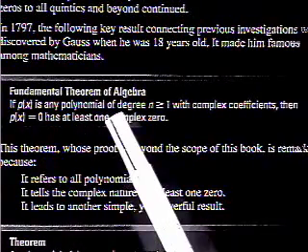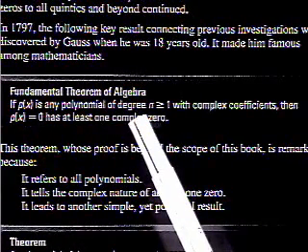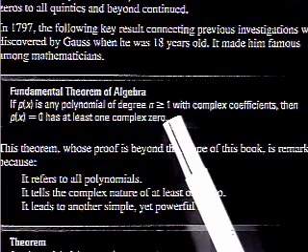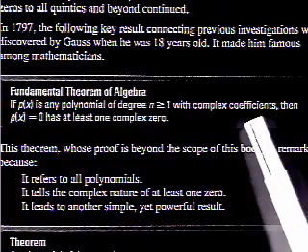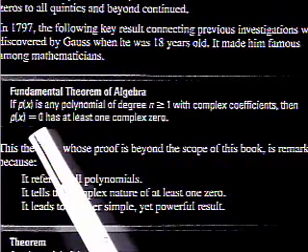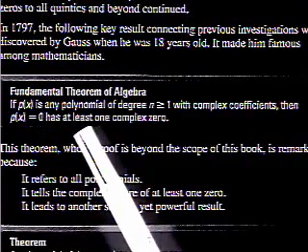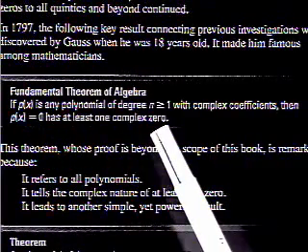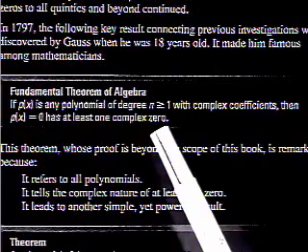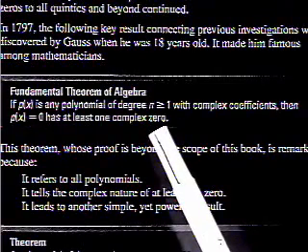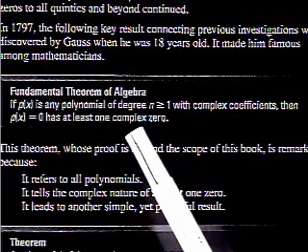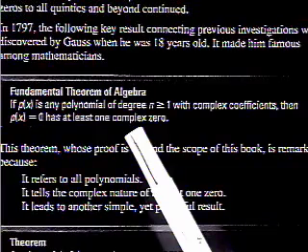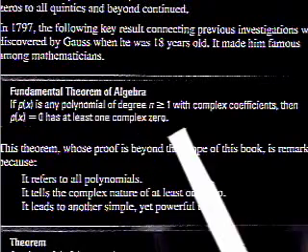So if p of x is any polynomial, which is what we're dealing with, the degrees are always greater than or equal to 1, with complex coefficients, then p of x equals 0 has at least one complex 0. So there's at least one solution to the polynomial. And it's complex because it does not have to be real. Now that's a theorem which is proven. We are not going to prove it.